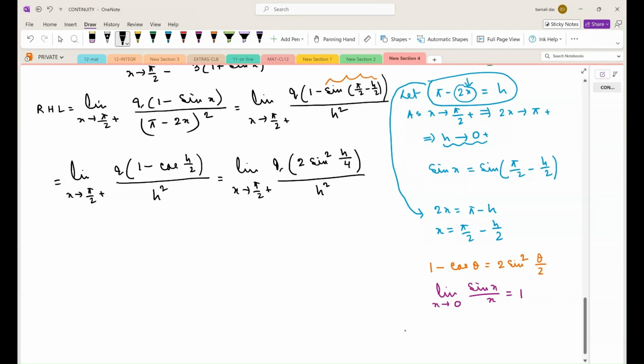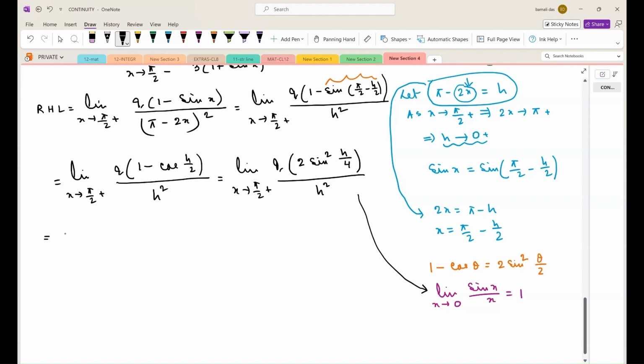Okay, so the problem is Clipchamp doesn't allow me to record video for more than 30 minutes. So I will have to make the video in several parts. So let's continue with the sum. We were calculating the right hand limit. So I've shown you how to simplify this.